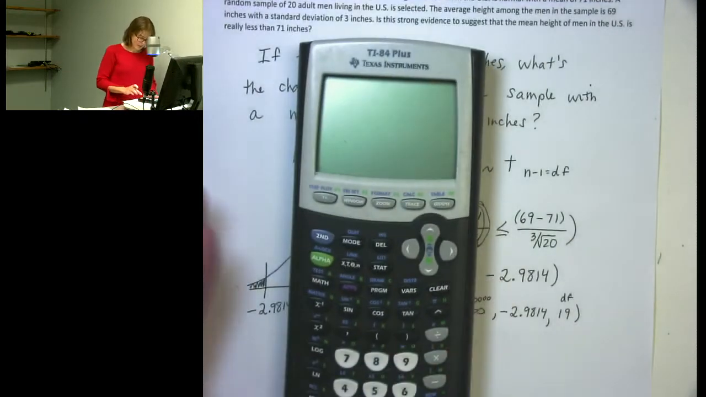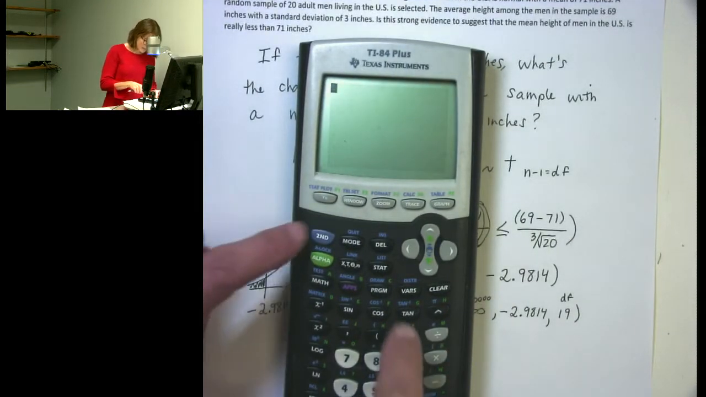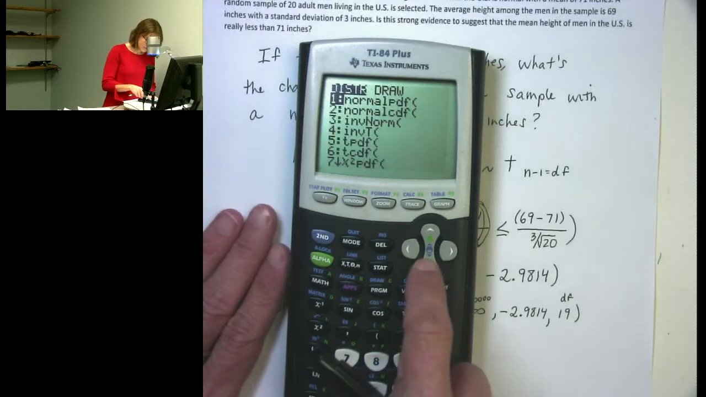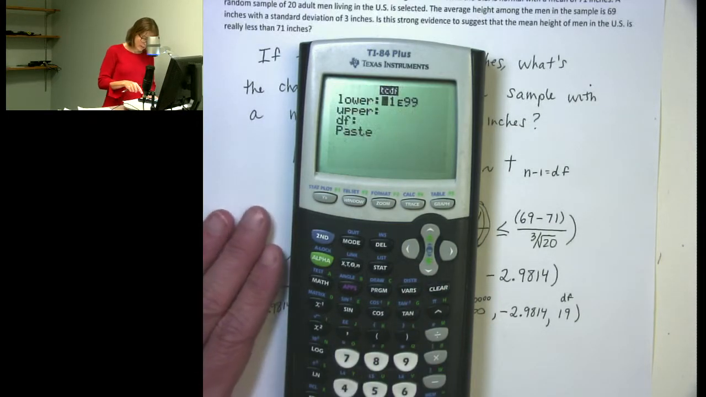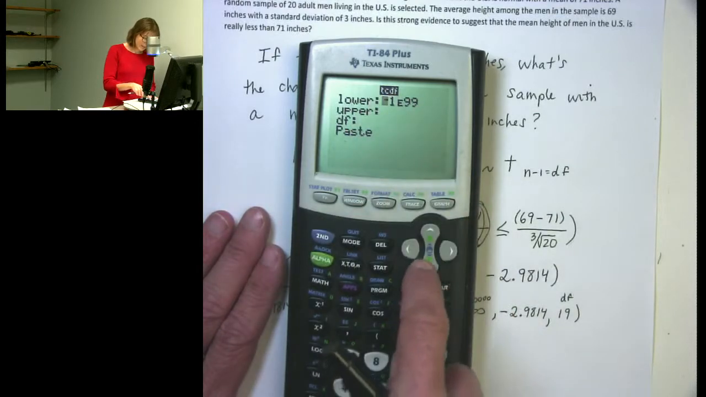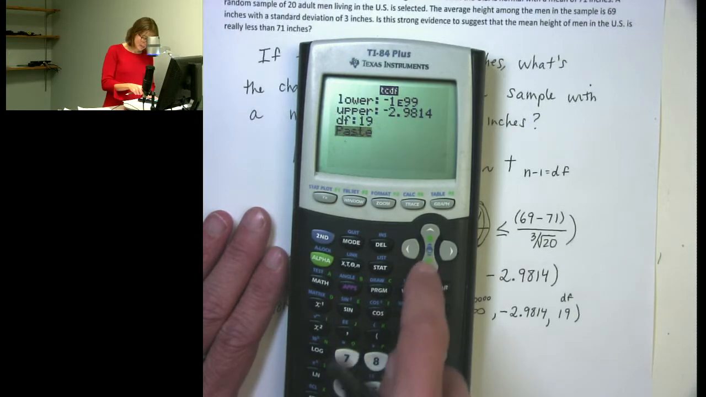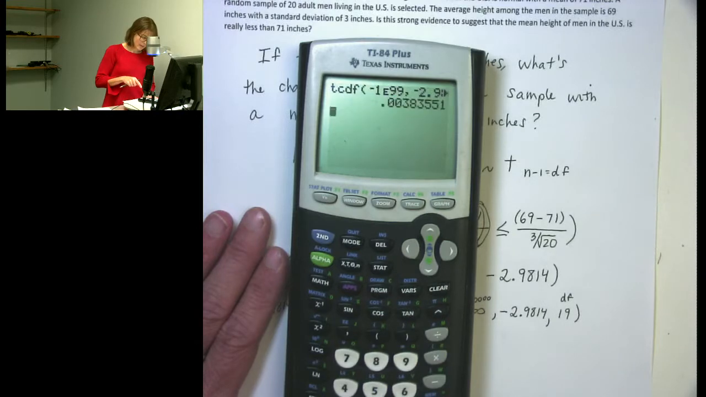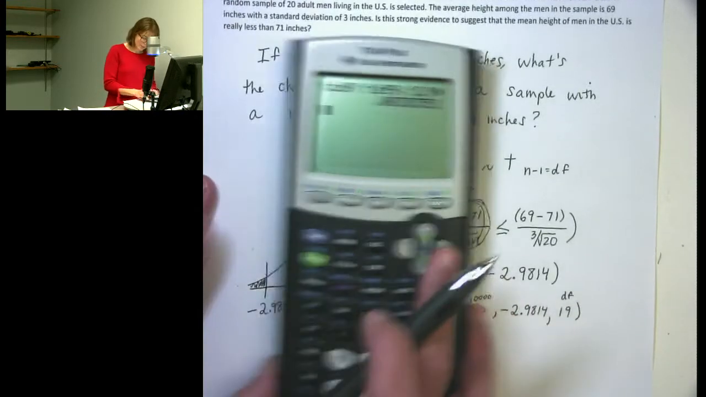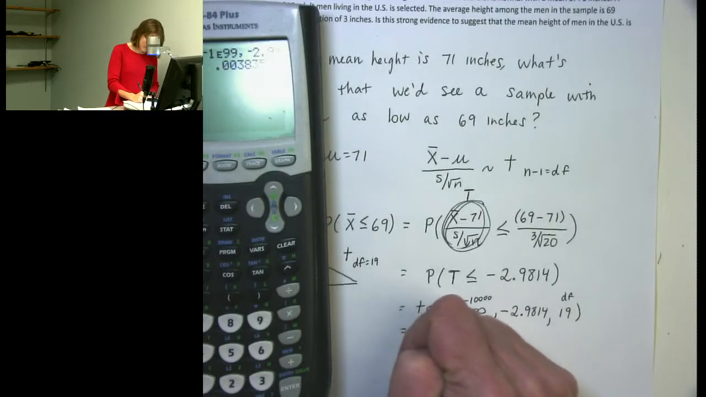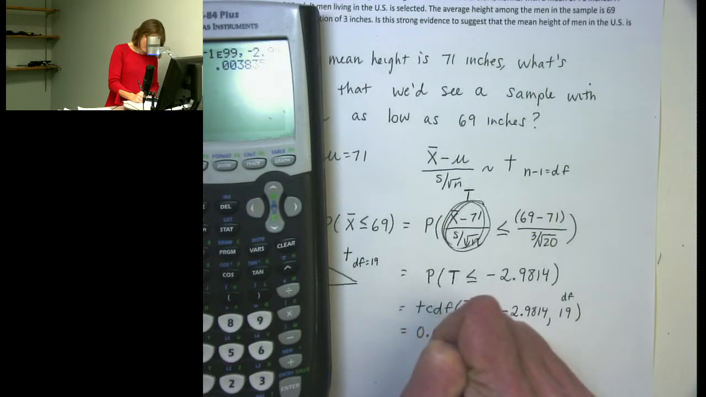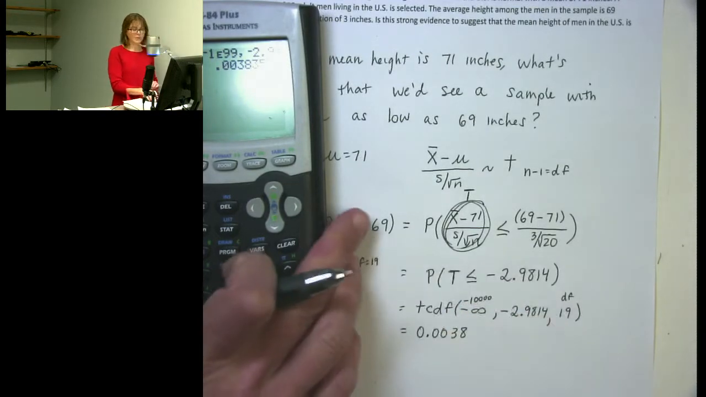So as I come in and do this, come to my distributions, I've got the t-CDF. Again, I'm going to use a very small negative value, negative 10,000, then negative 2.9814. My degrees of freedom are 19. And that gives me a probability of 0.0038, rounded to 4 decimal places.